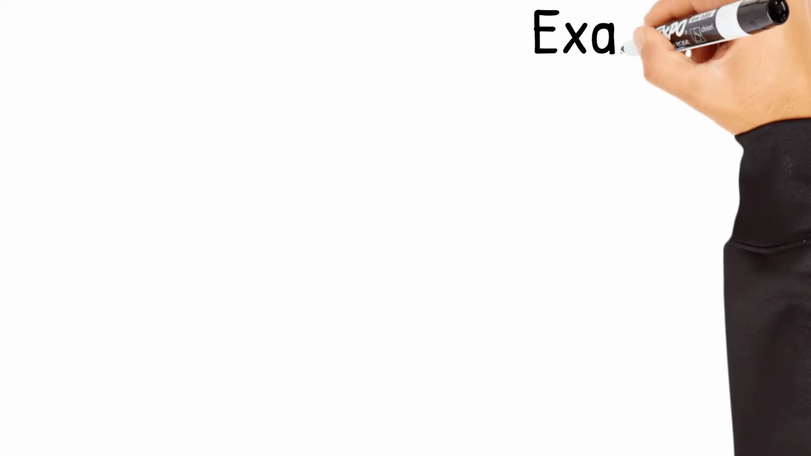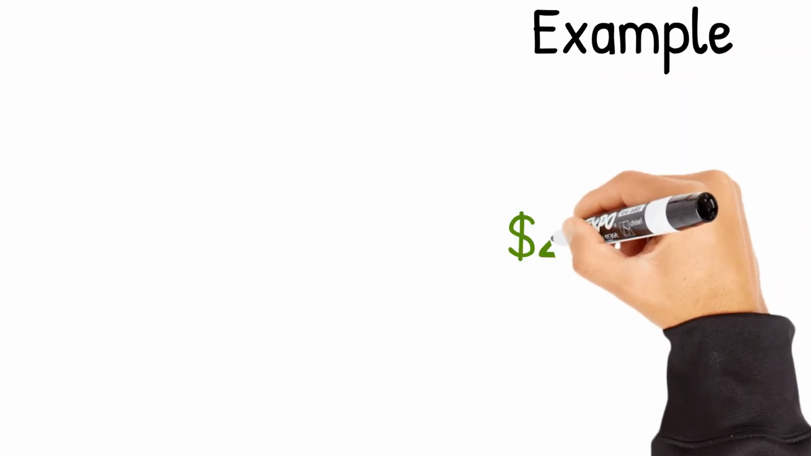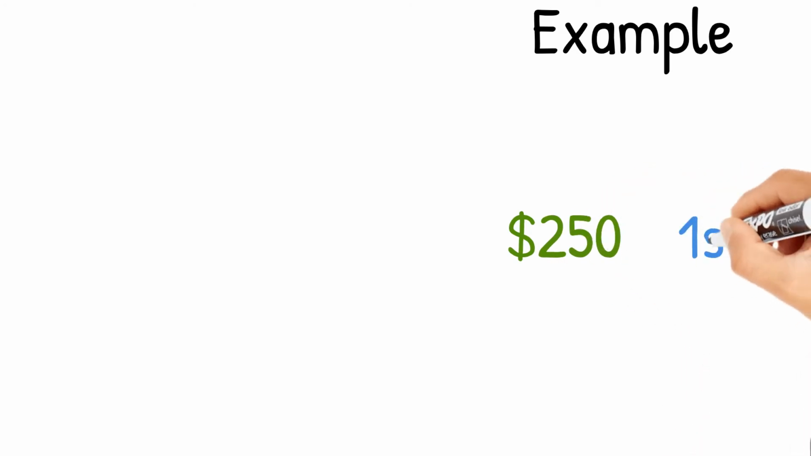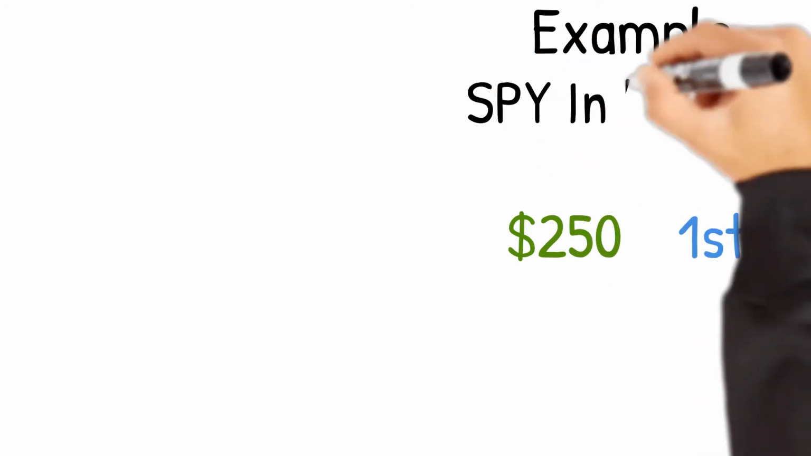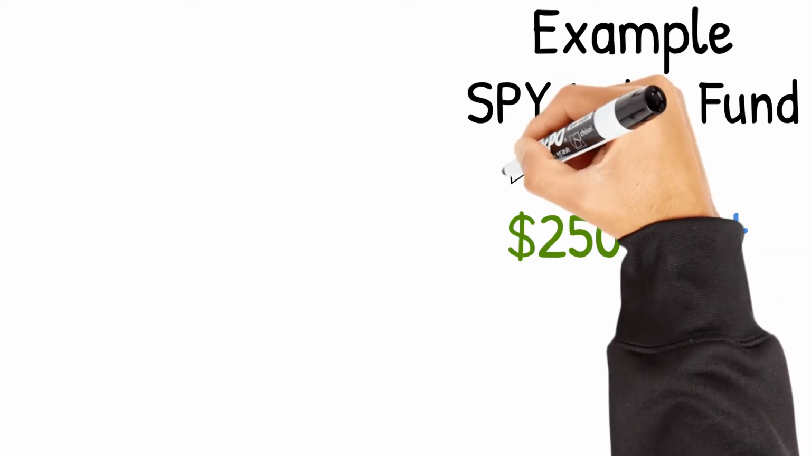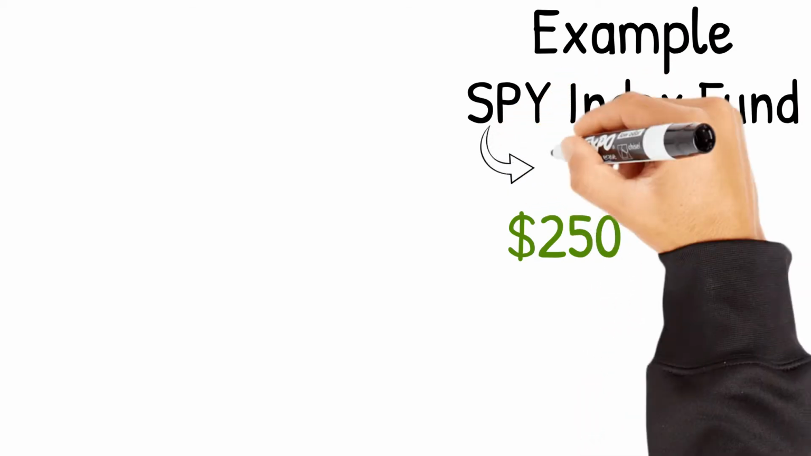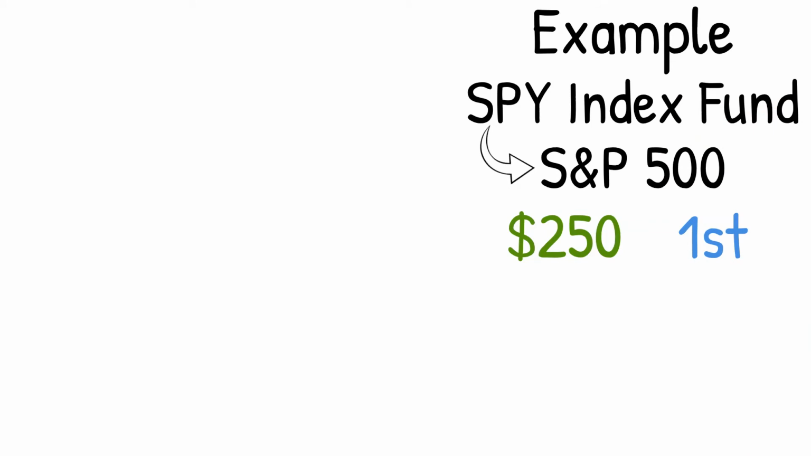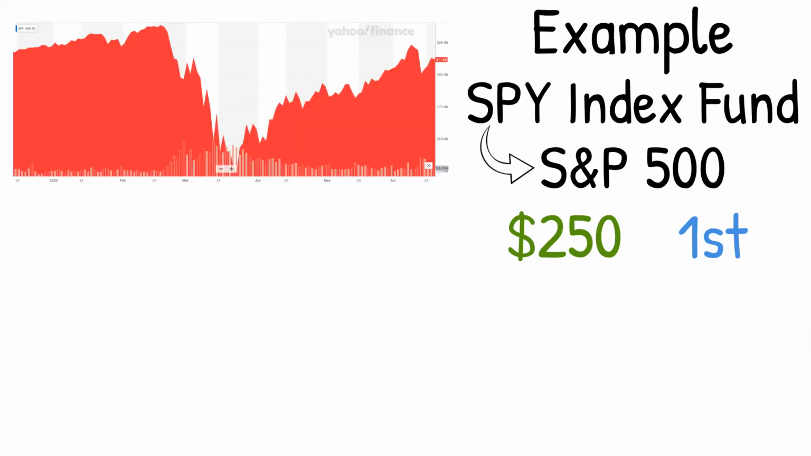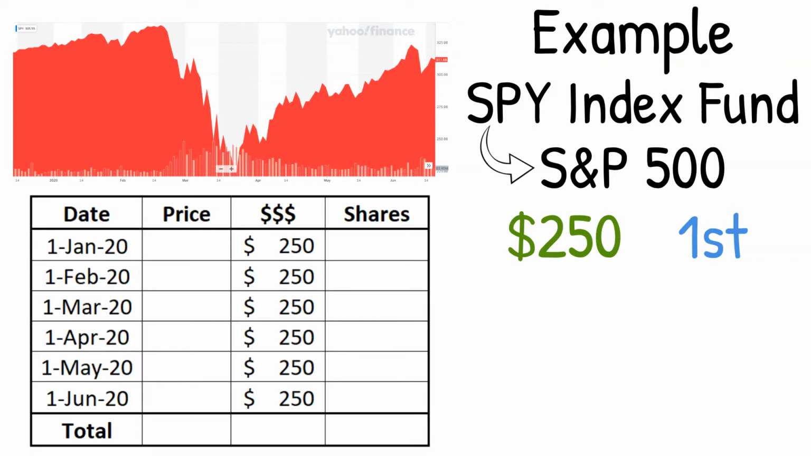So let's illustrate how this may work in the real world. As an example, let's say you want to invest $250 on the first of each month into the US stock market. We will use the SPY index fund as an investment vehicle to be buying the companies that make up the S&P 500. Here's a look at the graph of the S&P 500 for the time period between January 1st, 2020 to June 1st, 2020. We are going to use this 6-month period as an example here. We'll fill in this table month by month for each time that you buy more shares.